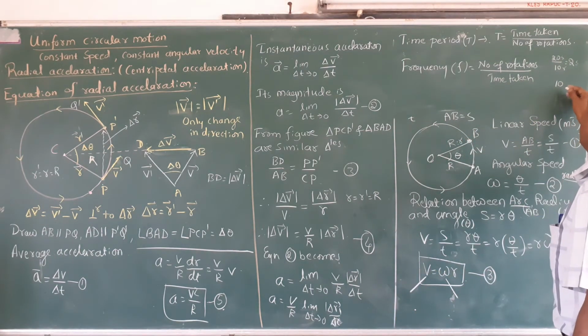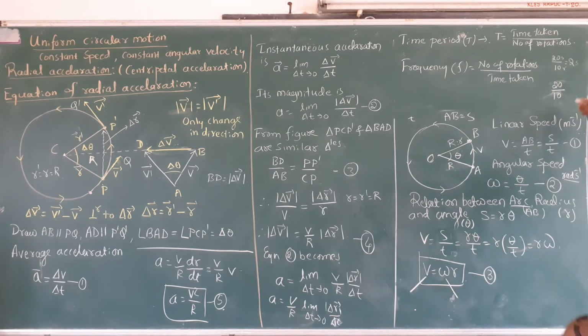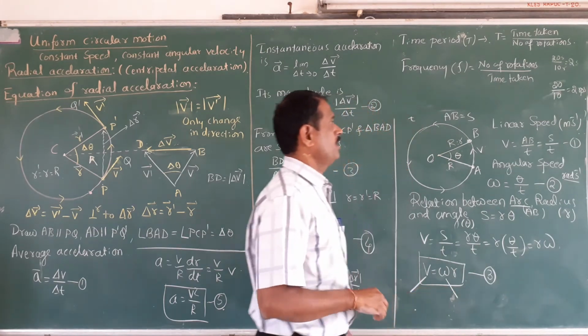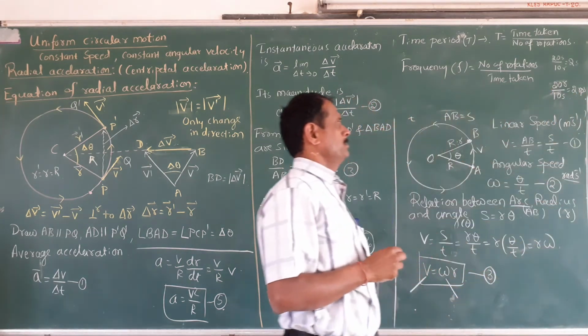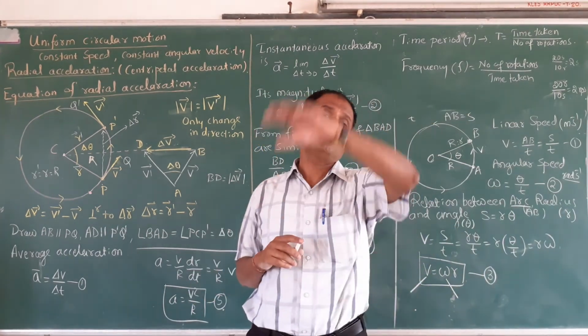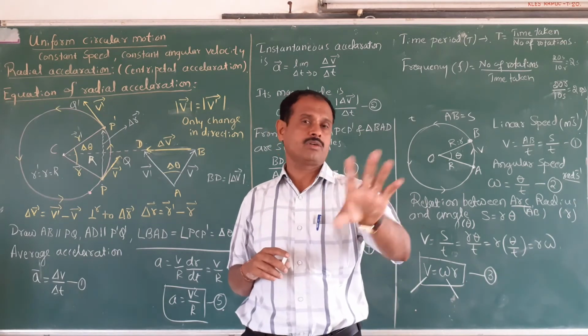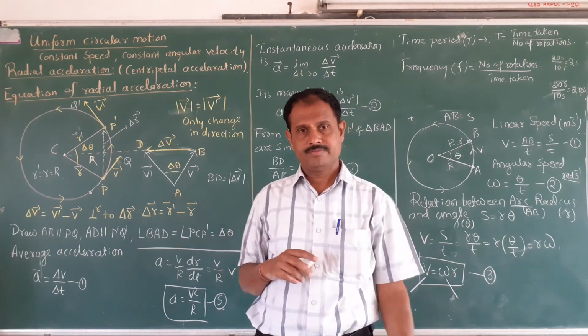You take one example here. 20 rotations completed in 10 seconds. At that time, how did you get this one? 2 rotations per second, RPS. Number of rotations divided by time taken is the frequency. Once again, I repeat: frequency means the number of rotations completed by the particle in 1 second. Time period is the time taken by a particle to complete one revolution.